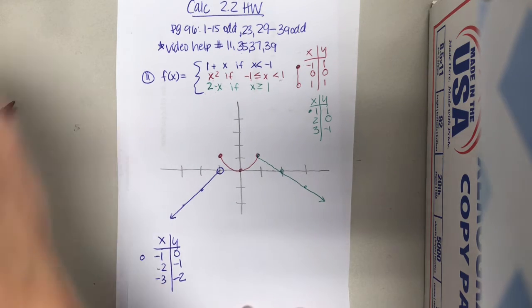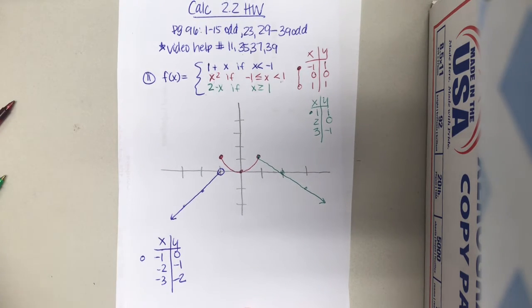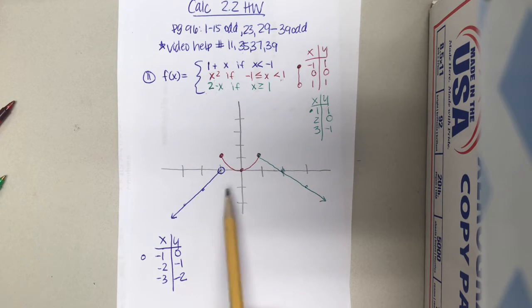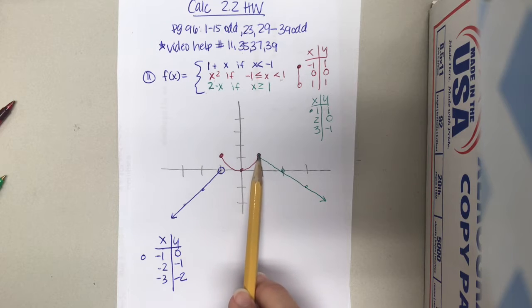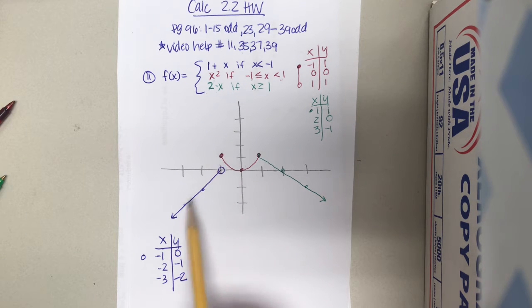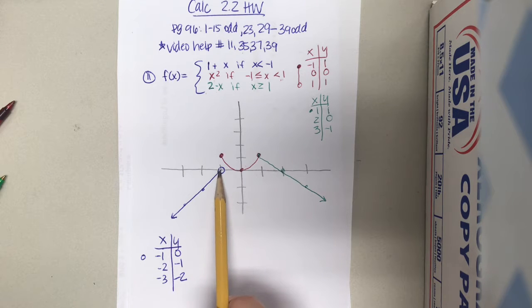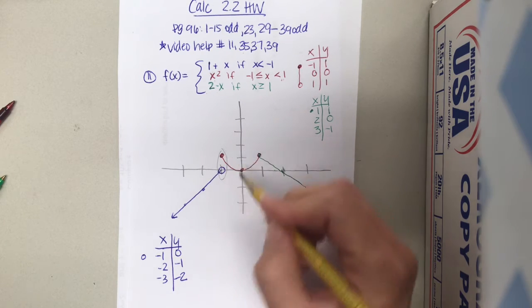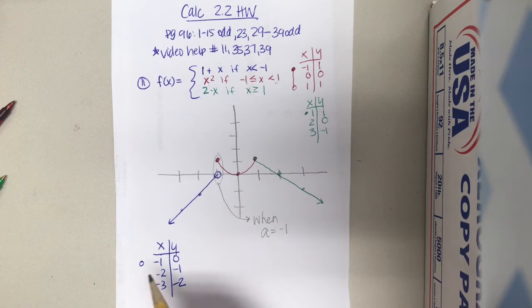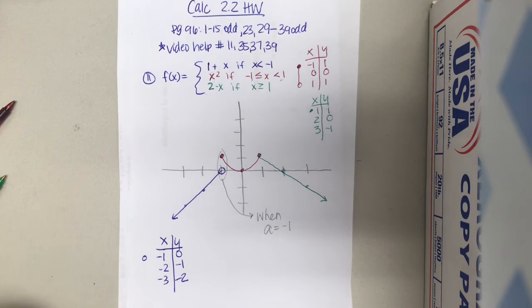Okay, so the question is to sketch the graph and determine the values of a for which the limit exists. The only place we have an issue is the limit of the green and the red at this point. They both are approaching 1, so that's okay. This is the only issue we have. As we approach from the right, the limit would be 1. As we approach from the left, this limit would be 0. So this is the only place the limit does not exist, and we're going to say when a equals -1. That's the only place the limit doesn't exist. Everywhere else, the limit does exist.